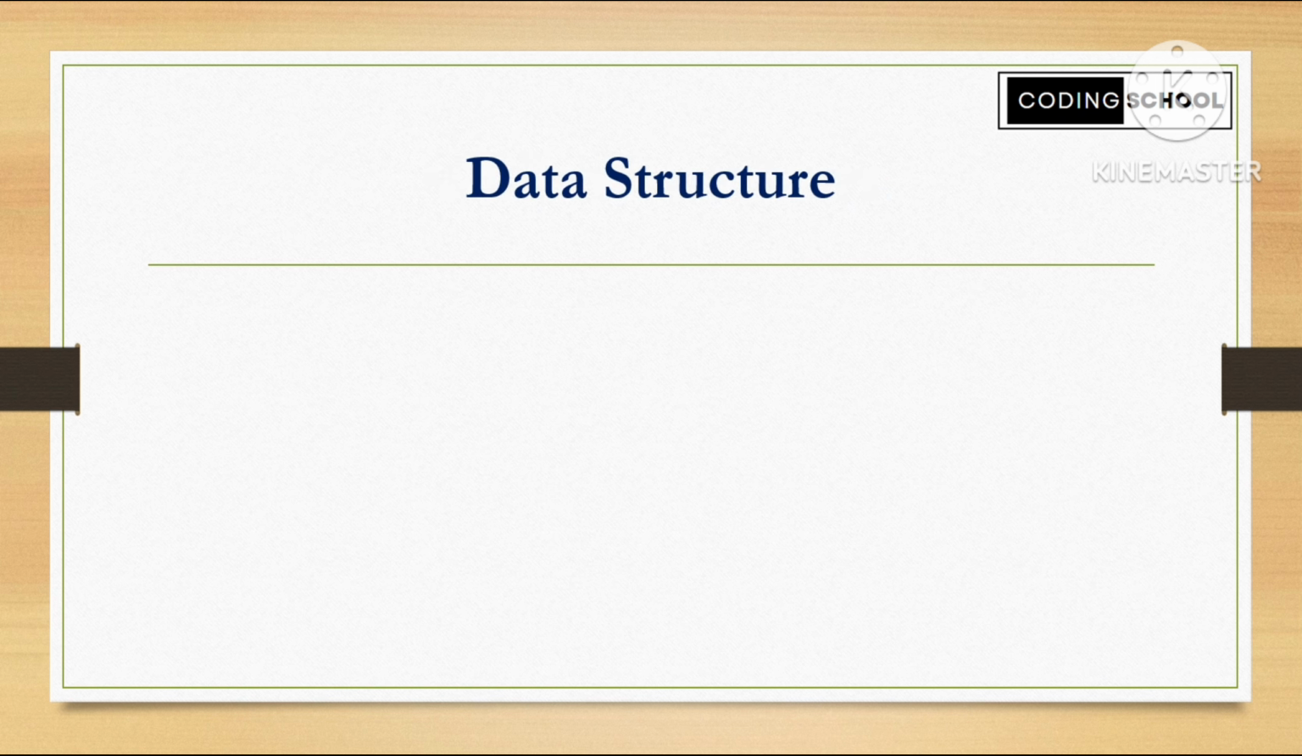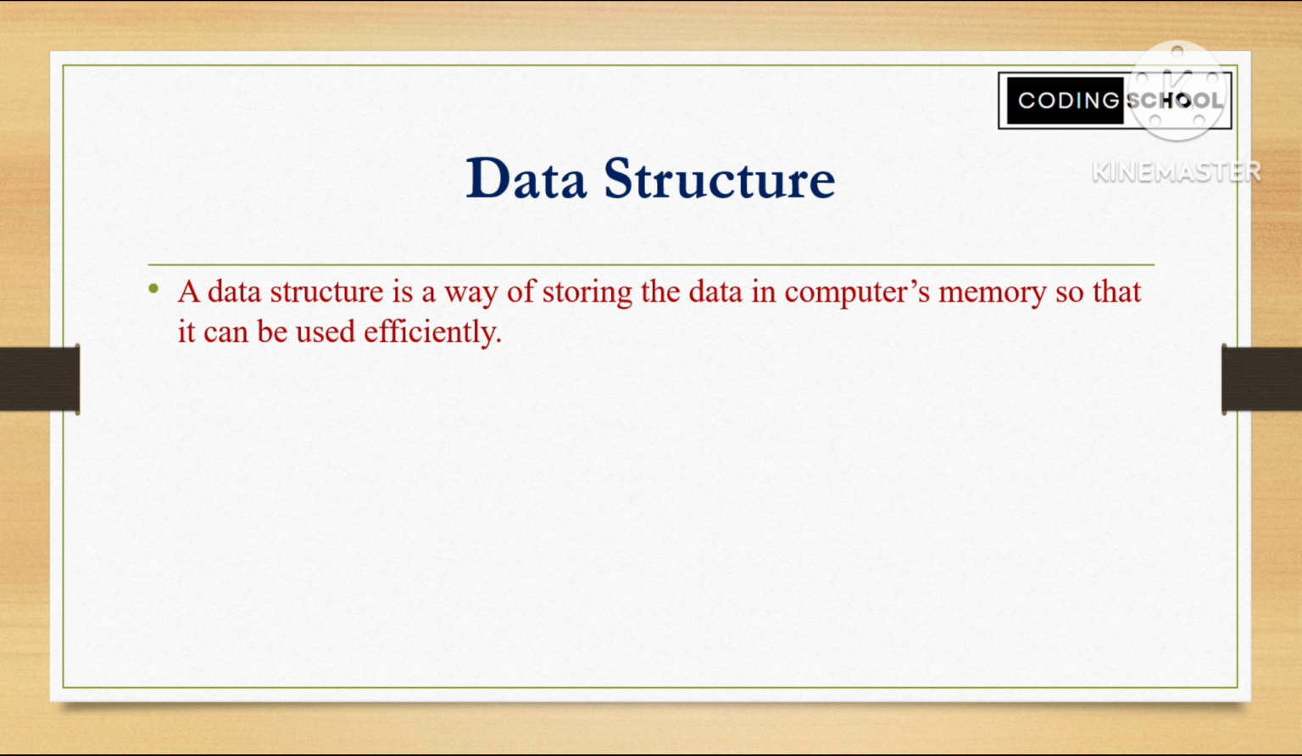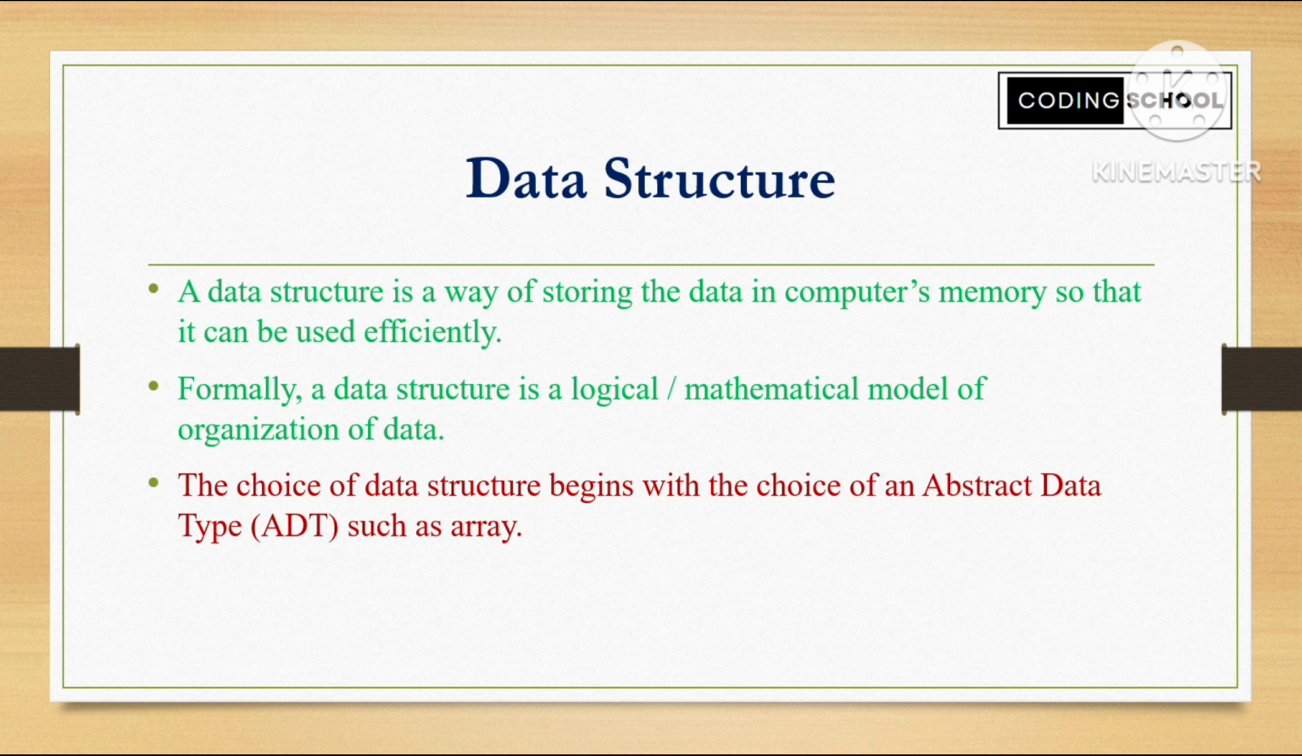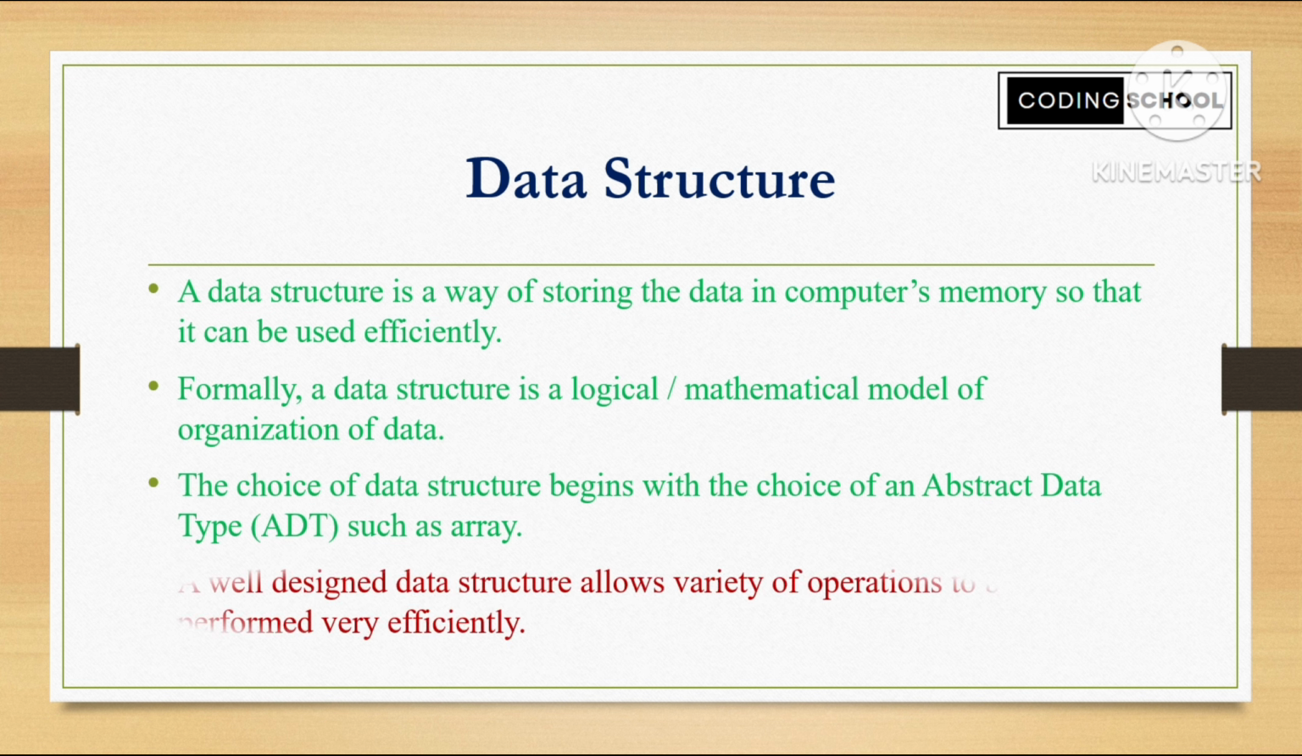Let's see what is the meaning of data structure. A data structure is a way of storing data in computer's memory so that it can be used efficiently. Formally, a data structure is a logical or mathematical model of organization of data. The choice of data structure begins with the choice of abstract data types such as array. A well-designed data structure allows variety of operations to be performed very efficiently.